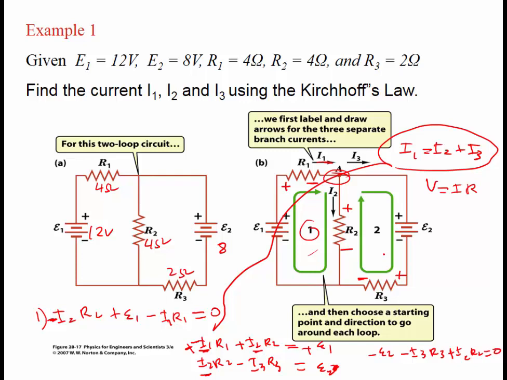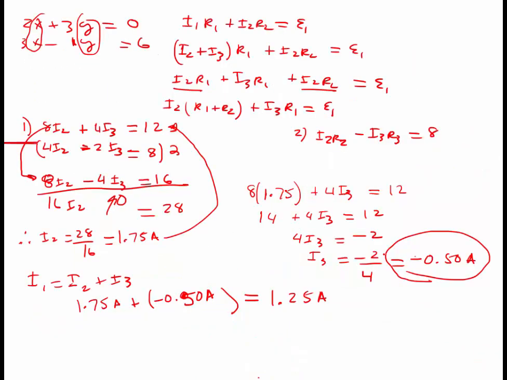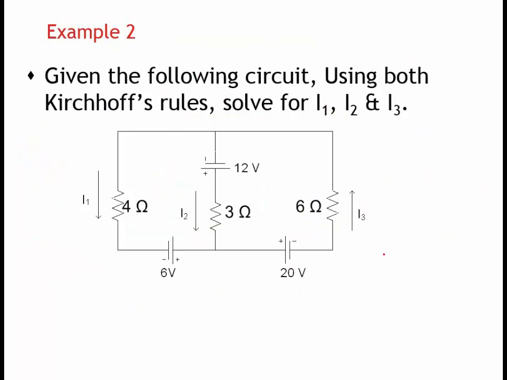Okay, now for this example, given the following circuit, we are going to be using both Kirchhoff's voltage and current law to solve for I1, I2, and I3. As you can see, I already gave you the current direction, and from that you can determine the polarity of the voltage across each resistor.